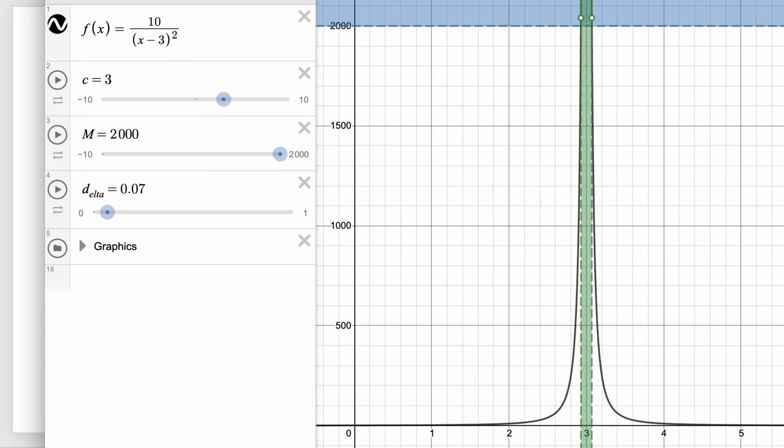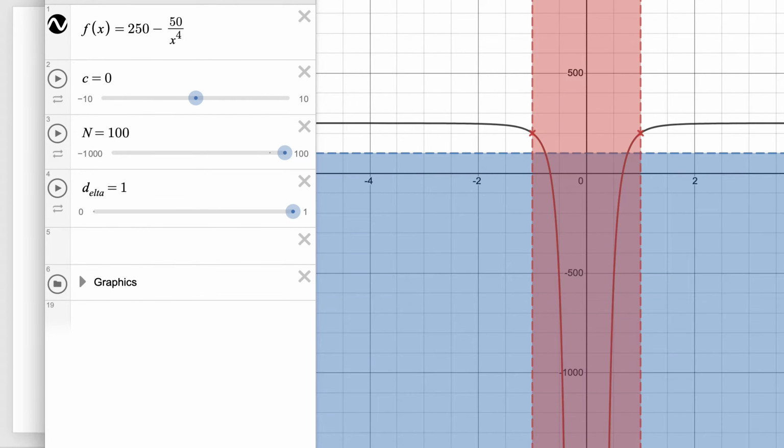So I've got another Desmos file here that looks at that one, and I put the link on the PowerPoint slide. The function is 250 minus 50 over x to the fourth. It looks like the y-axis, x equals 0, is a vertical asymptote.